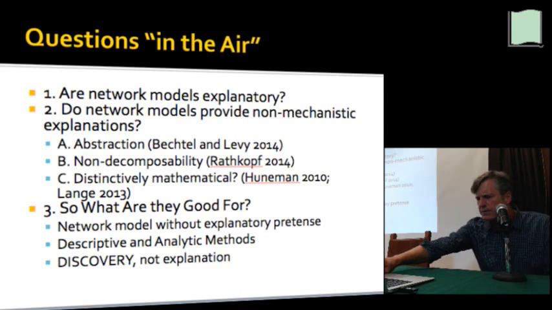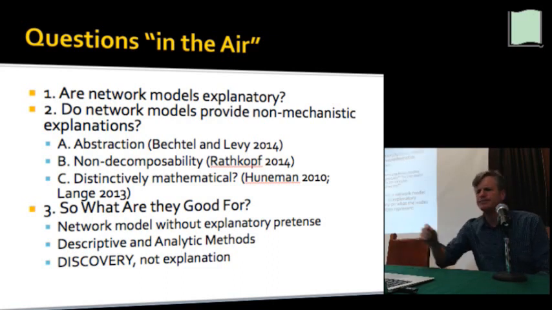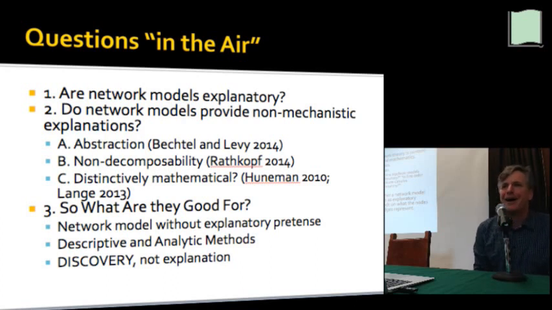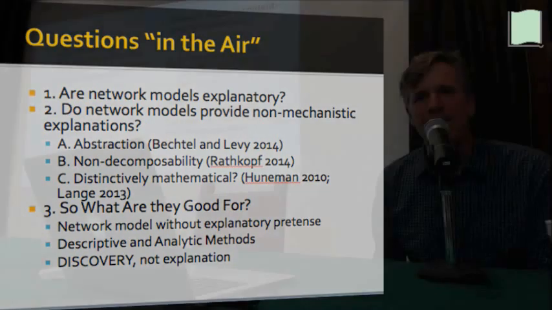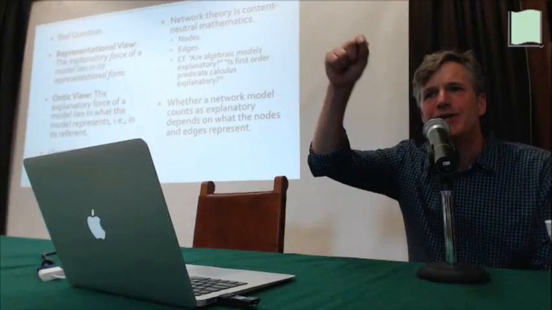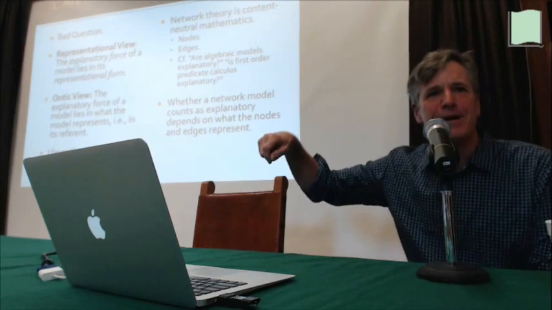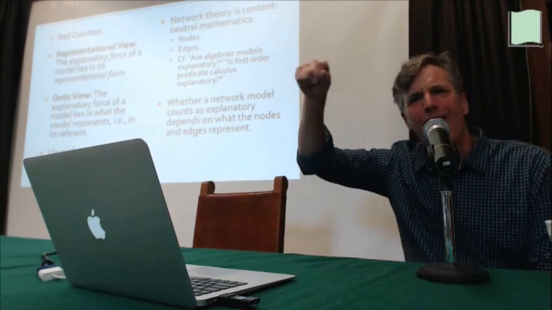All right. So, first question, are network models explanatory? I think this is a really bad question. Why do I think it's a bad question? Because network analysis is a content-neutral mathematical tool. It can be applied to any number of things, regardless of whether they have any explanatory value whatsoever. If I trace co-citation networks, I might not be interested in explaining anything at all. I'm just interested in understanding who cites whom and how often.